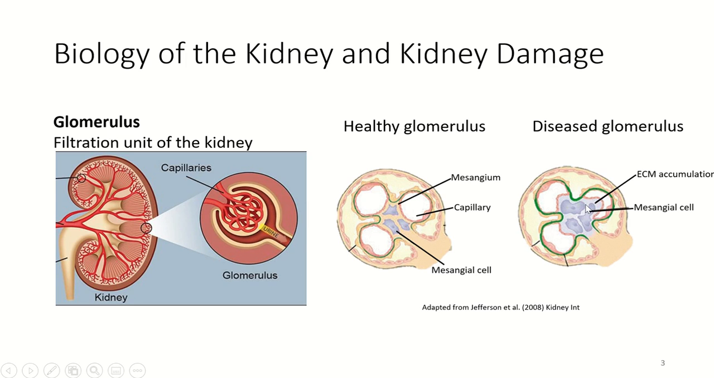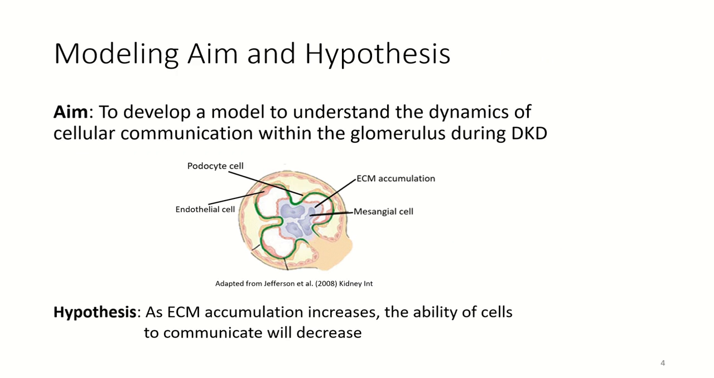And so we want to study how this extracellular matrix accumulation affects function of the glomerulus. Our aim is to develop a model to understand the dynamics of cellular communication within the glomerulus during diabetic kidney disease. Experiments have shown that these cells within the glomerulus, podocyte, endothelial, and mesangial cells, are in communication, and that their communication is very important. For example, the inhibition of VEGF signaling from endothelial cells affects mesangial cell migration and the formation of these mesangial tufts, which leads to glomerular failure.